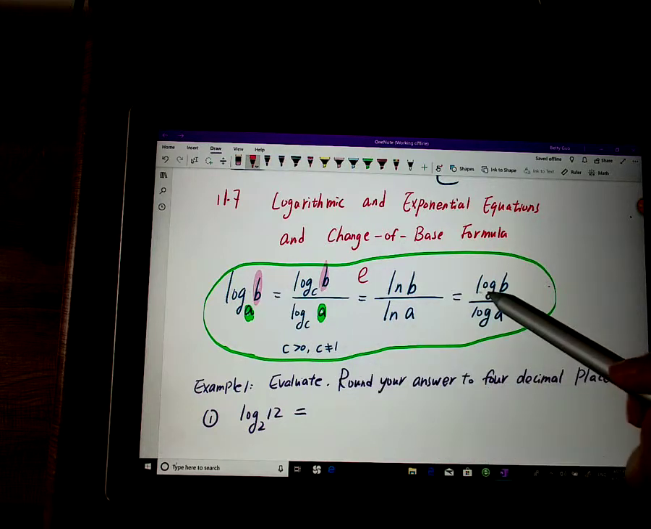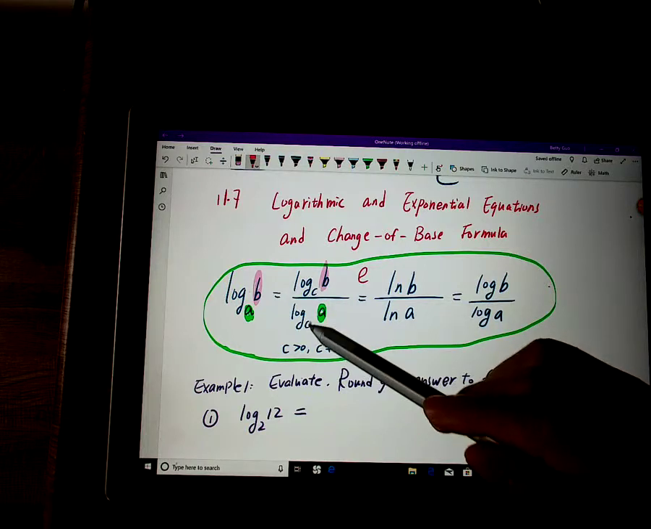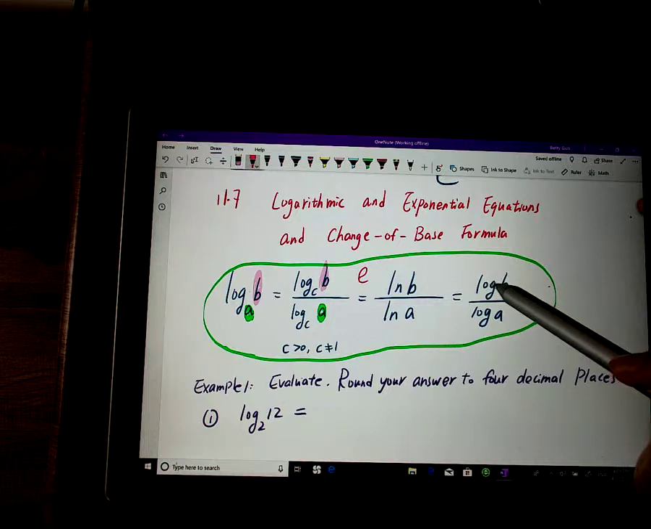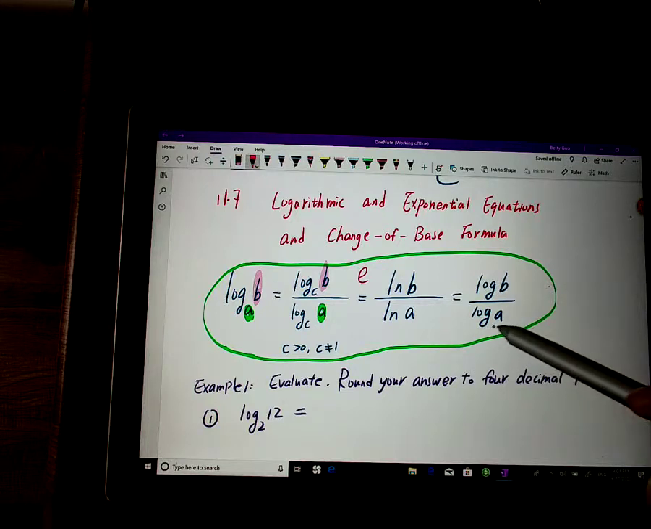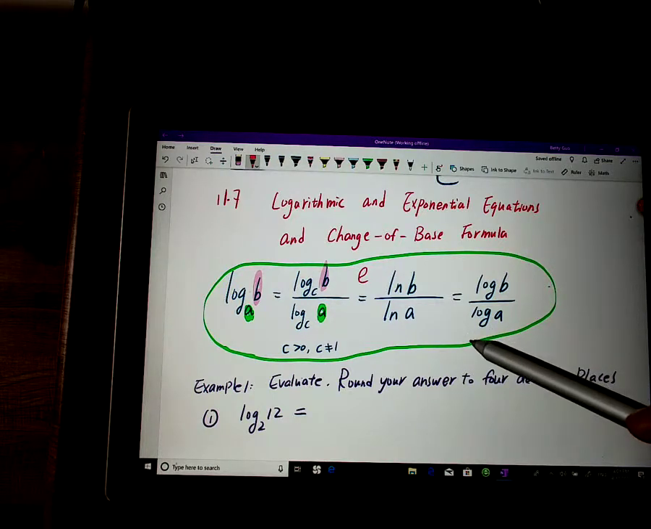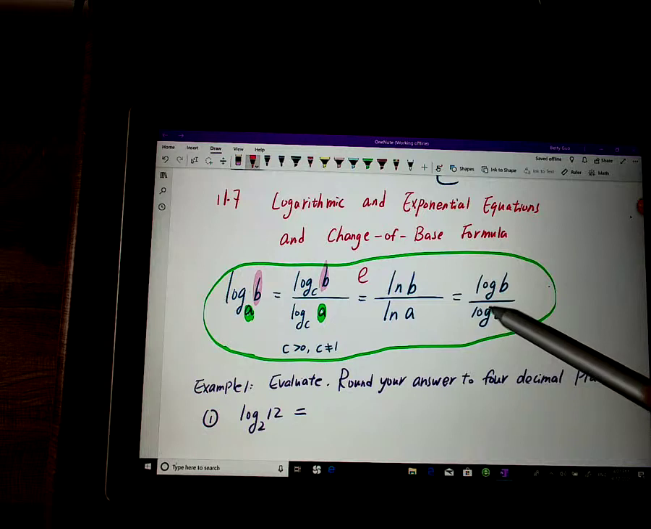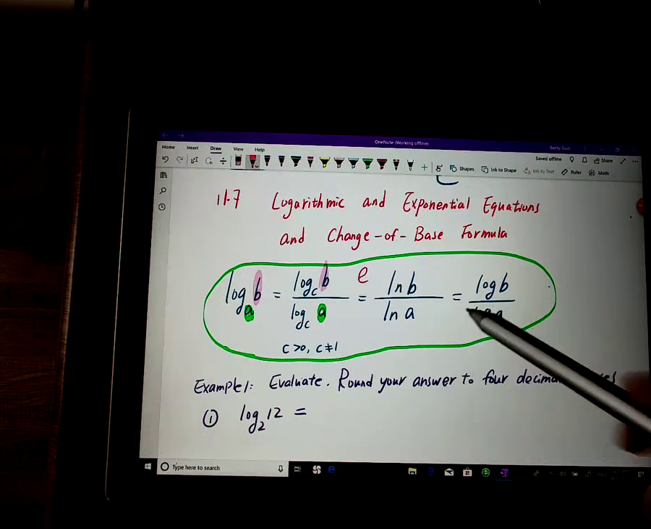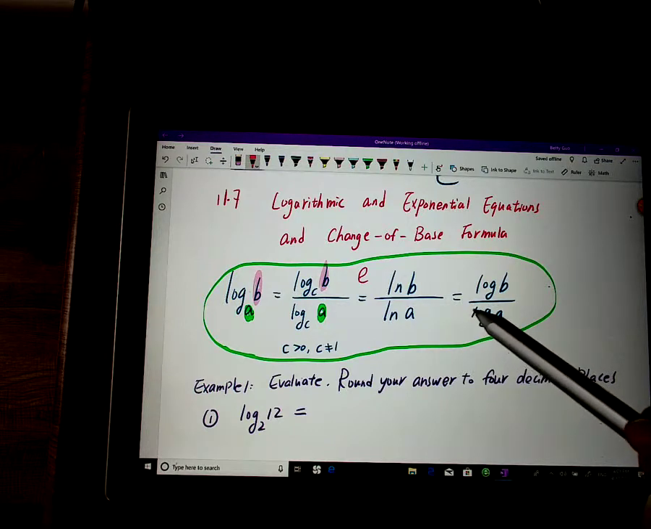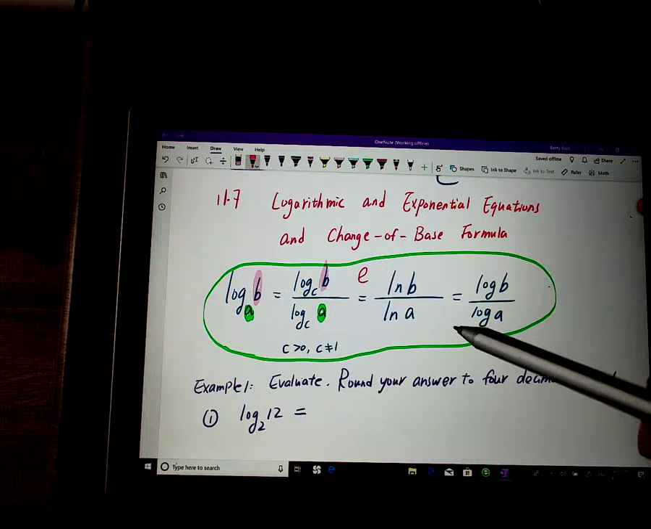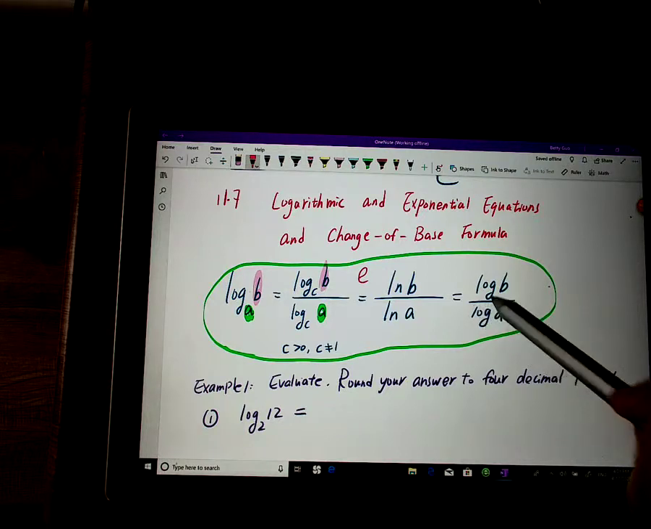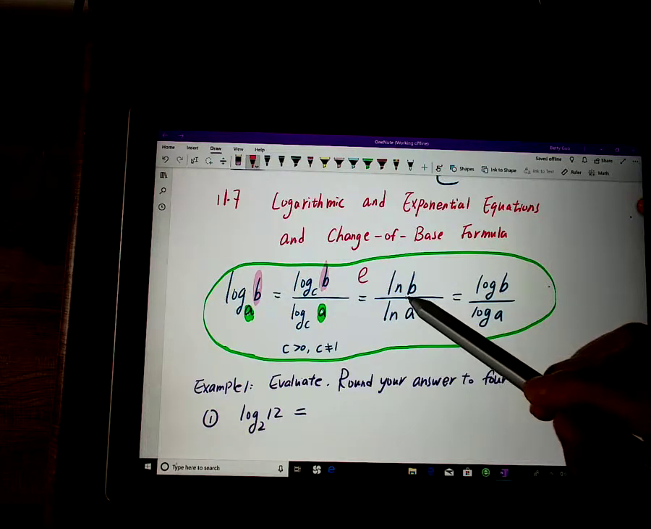And c could also be 10. If we choose the base as 10, the numerator would be common logarithm of b, denominator would be common logarithm of a. In a previous video, I showed you how to use the calculator to evaluate natural logarithm and common logarithm, so we need to use that technique here as well. You wouldn't be able to find any other logarithms in a calculator. With the available calculator, we could only evaluate either common logarithm or natural logarithm.